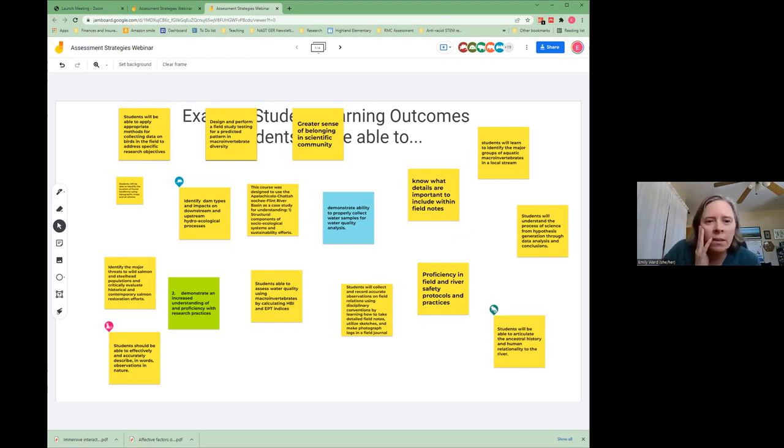Has everybody had a chance to put in an example that they would like to, or does anybody need a little bit more time? I'm happy to give you that time.